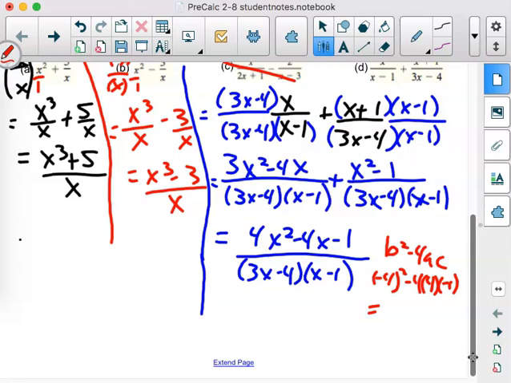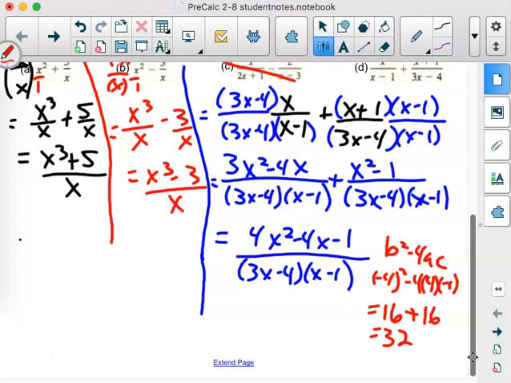So this will give us 16. Following the order of operations, you do the powers first. Negative 4 times 4 is negative 16. Then times negative 1 would give us positive 16. That's 32. That is not a perfect square. So we're not going to be able to factor that.